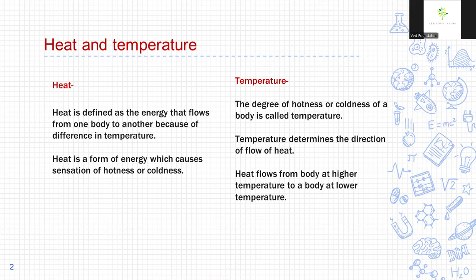Heat is a form of energy which causes the sensation of hotness or coldness. Temperature. The degree of hotness or coldness of a body is called temperature. Temperature determines the direction of flow of heat. Heat flows from a body at higher temperature to a body at lower temperature.